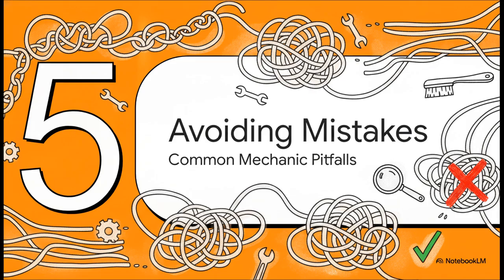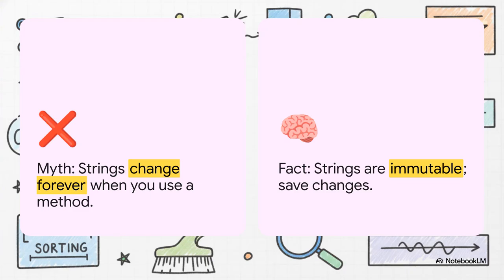Moving to Section 5, Avoiding Common String Mistakes. Let's talk about some common mechanic pitfalls. Okay, we really need to tackle a huge myth here. A lot of folks think that strings change forever the second you use a method on them. Like if you type hello.upper, you'd think that string is permanently stuck in uppercase inside your computer's memory forever. But actually, strings in Python are immutable. That's just a fancy computer science word that means unchangeable. The original text never actually changes.